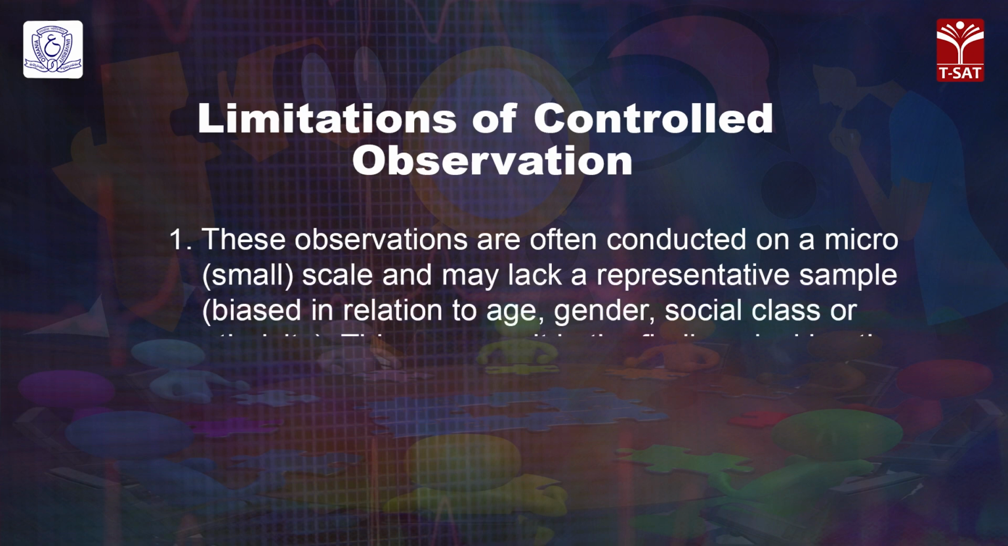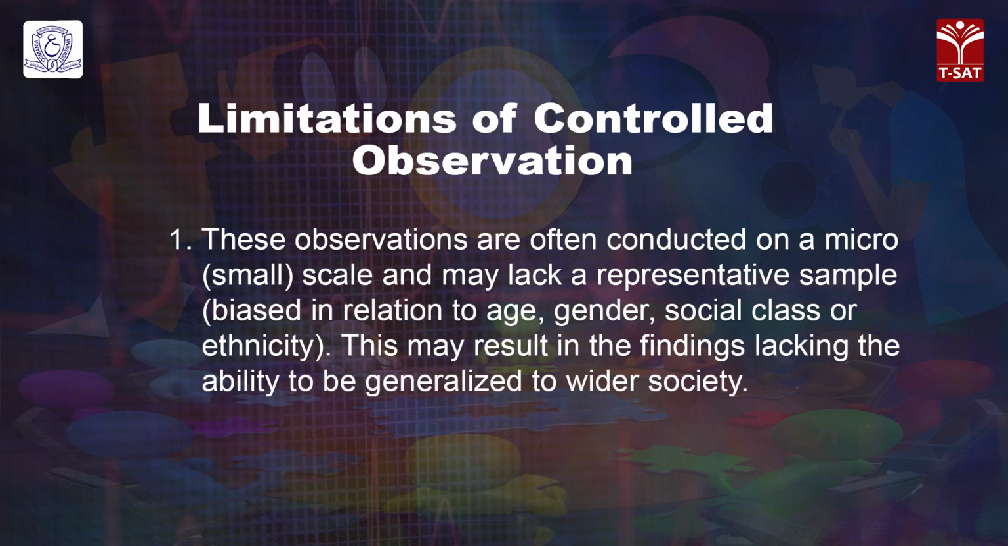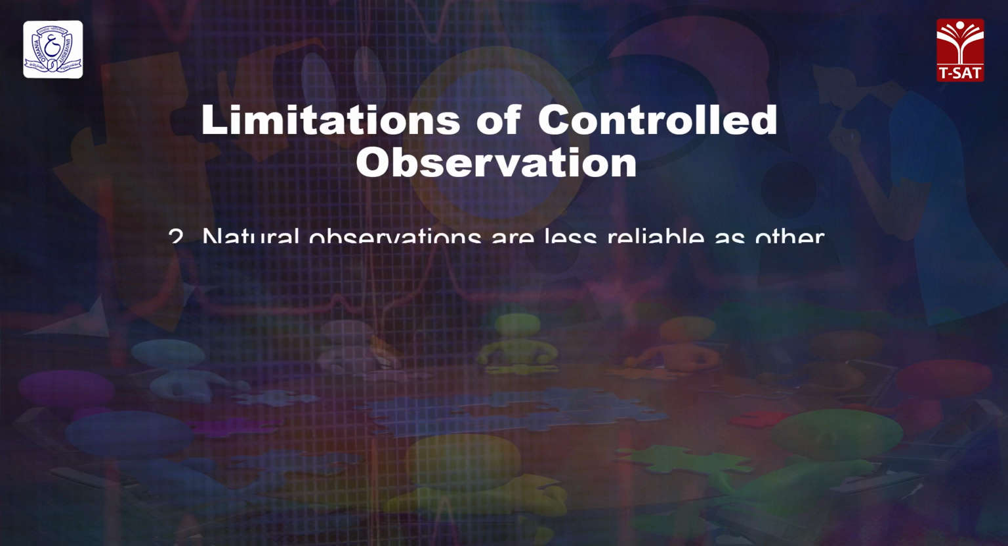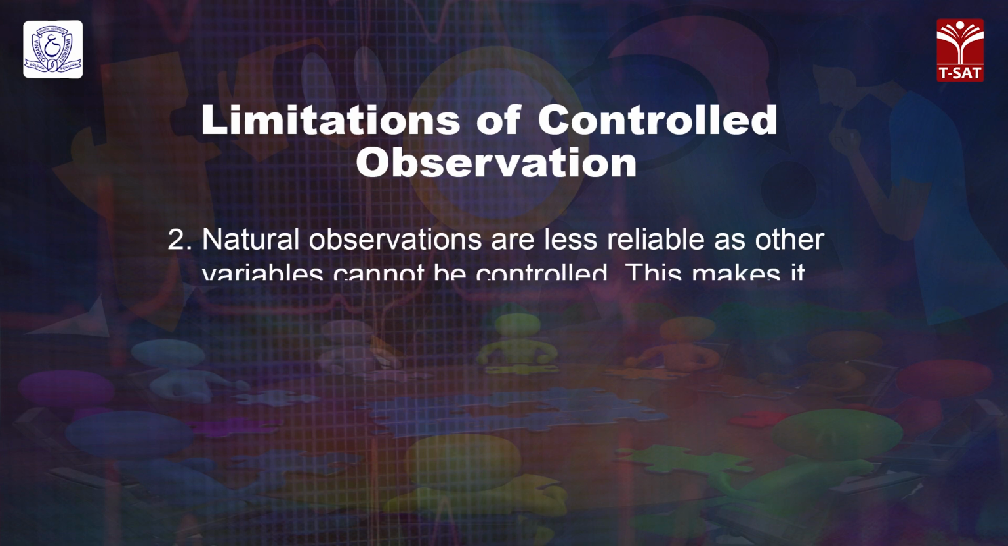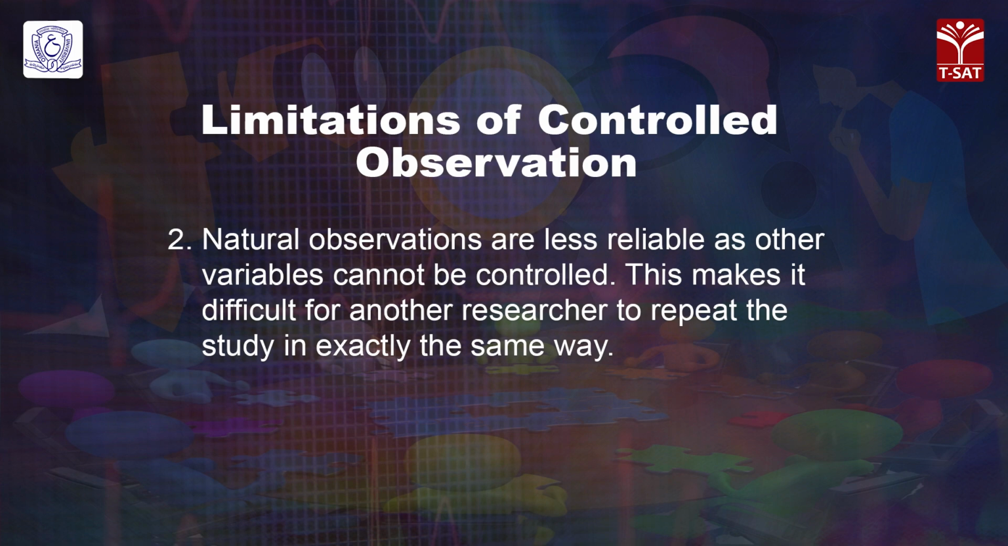that is biased in relation to age, gender, social class, or ethnicity. This may result in the findings lacking the ability to be generalized to wider society. Natural observations are less reliable as other variables cannot be controlled. This makes it difficult for another researcher to repeat the study in exactly the same way.